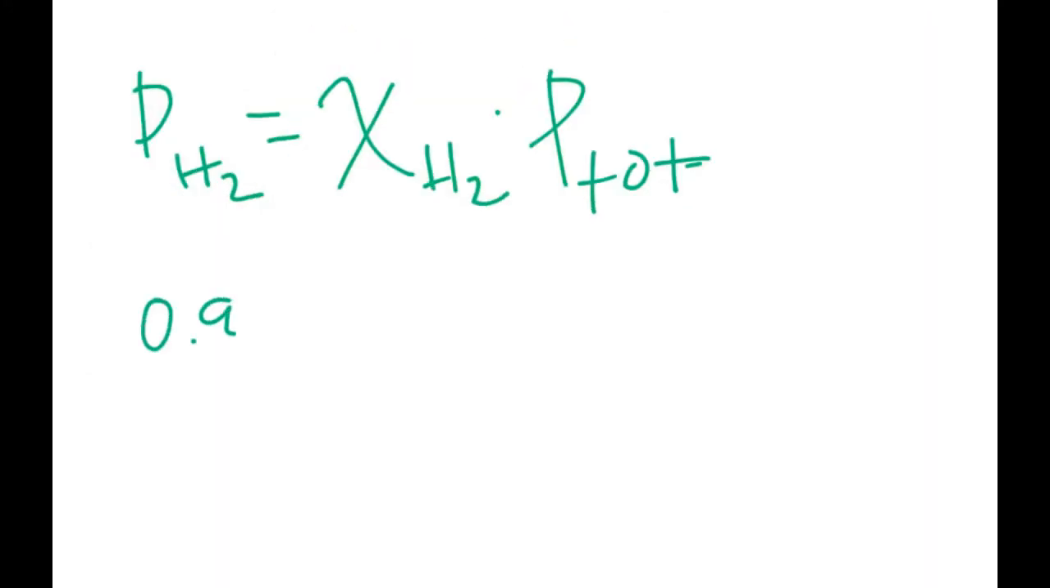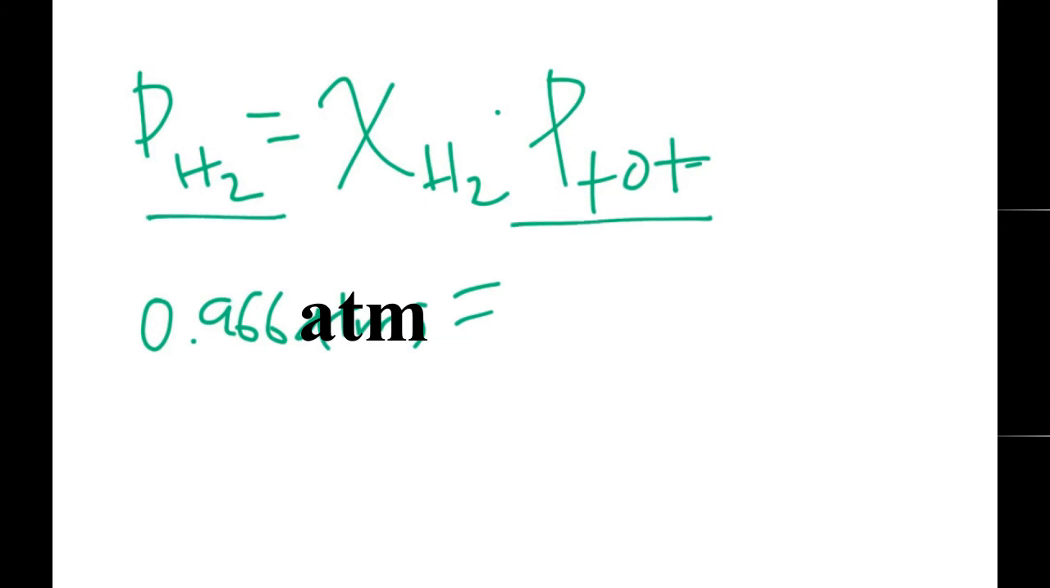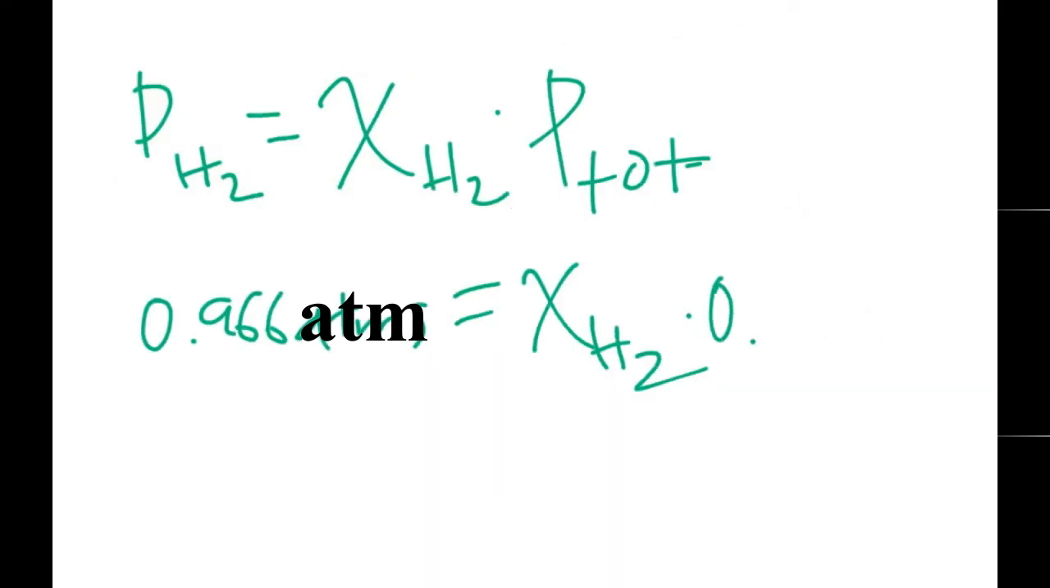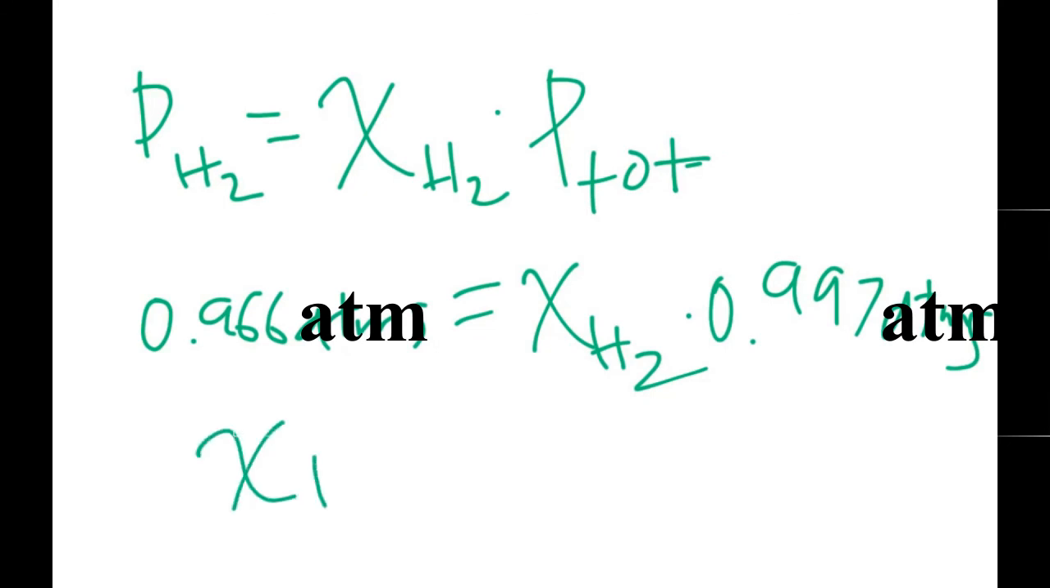So let's use 0.966 atms for simplicity, since if you're not sure whether to use torr or millimeters of mercury or atms, I highly recommend you just go by atms, just for simplicity. Although for this case, you could use any type of pressure as long as the units are the same. So 0.966 atms is equal to the mole fraction for H2 times the total pressure, which was found to be 0.997 atms.